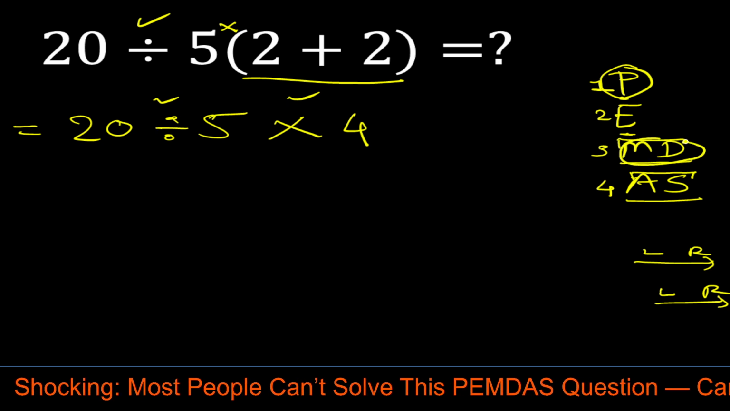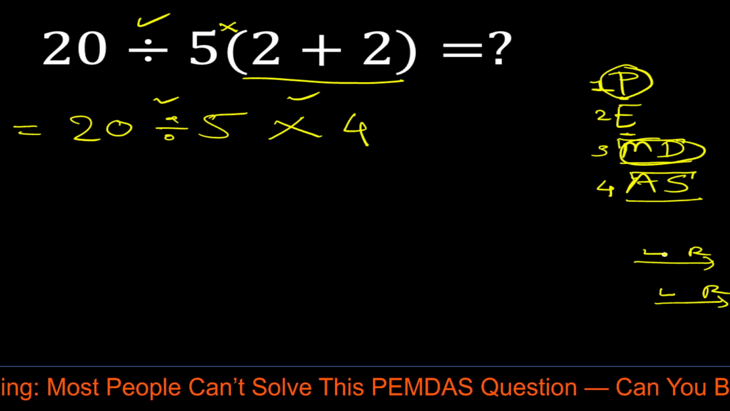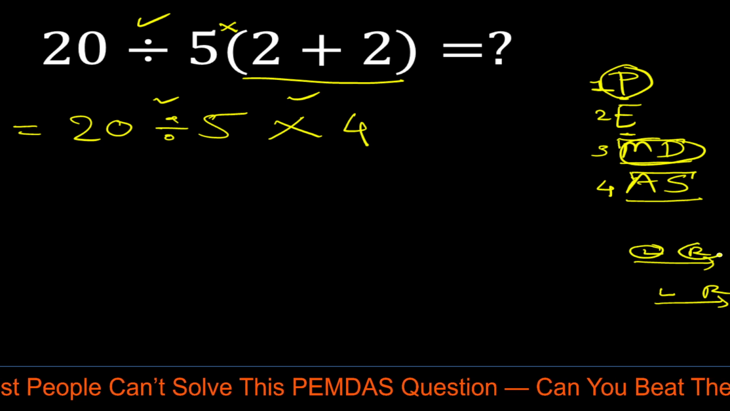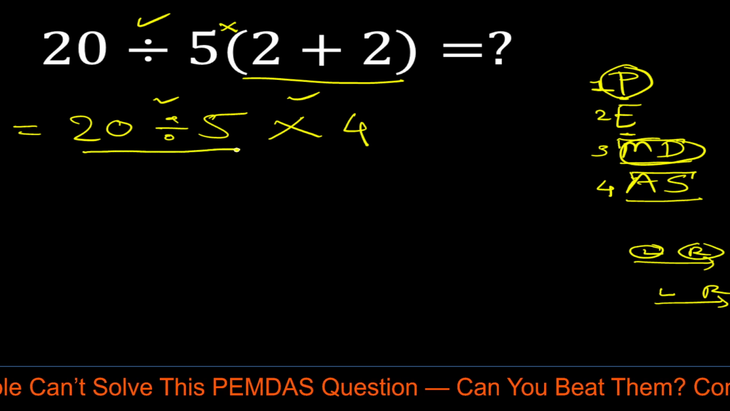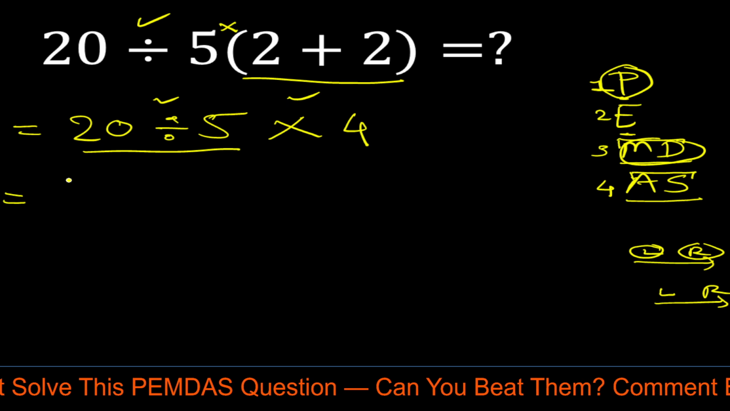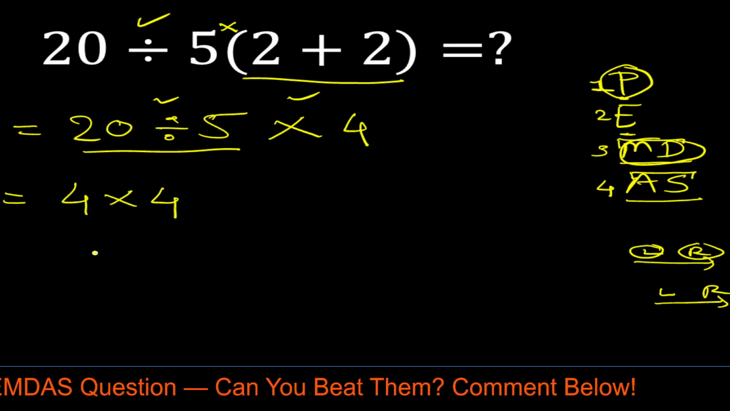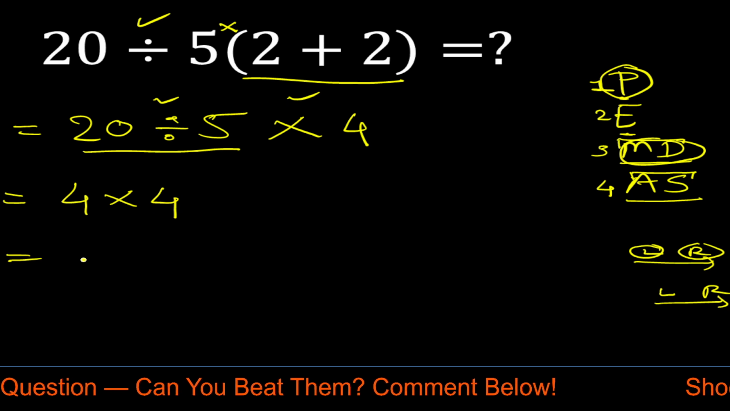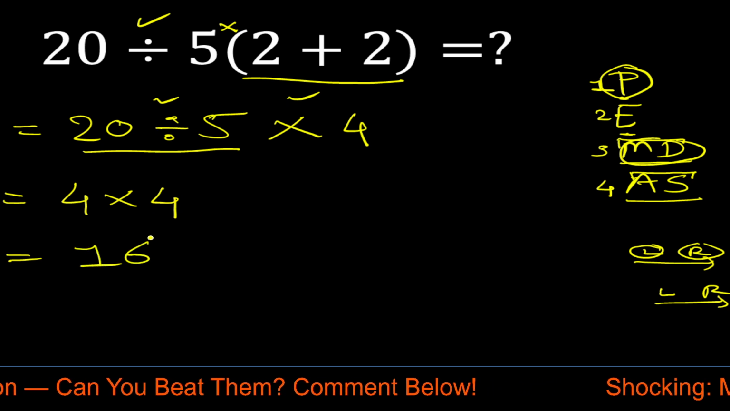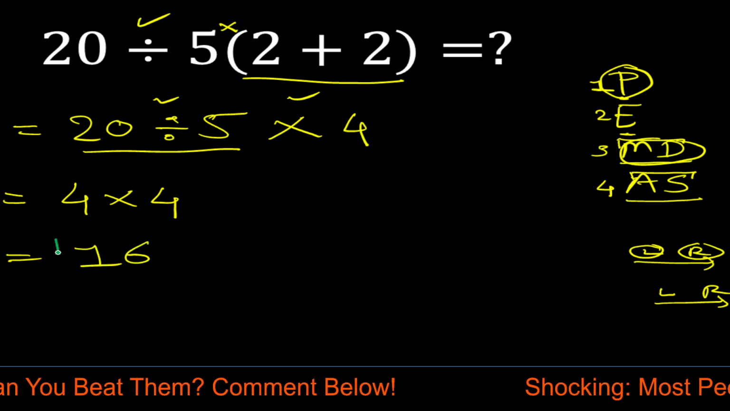So multiplication and division both have equal priority. So we have to solve it from left to right. So first we have to solve this division, right? So 20 divided by 5 is equal to 4 times 4. Now 4 times 4 is equal to 16, right? So the correct answer is 16.